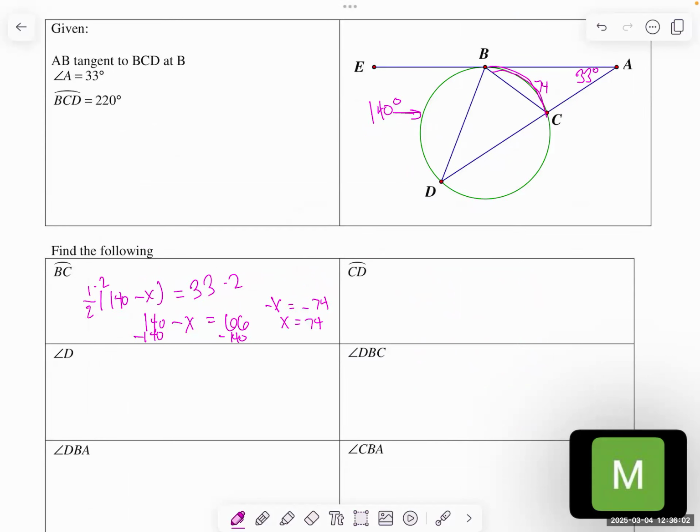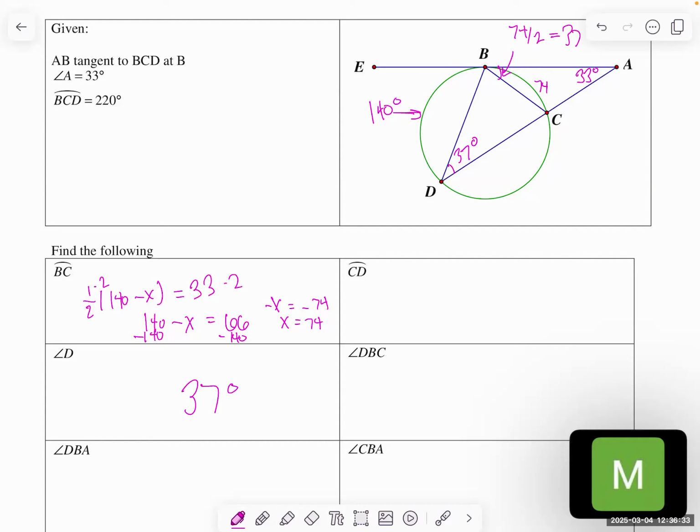If you know BC and you have a tangent line, it has to be tangent. This arc right here, just like it's equal to this one by AST, it's also half the arc that's created between the 2 points, between the tangent line and the chord. So this is actually half of 74, which is 37. And then by AST, angle D is also 37.